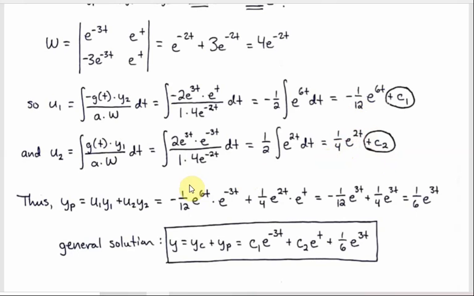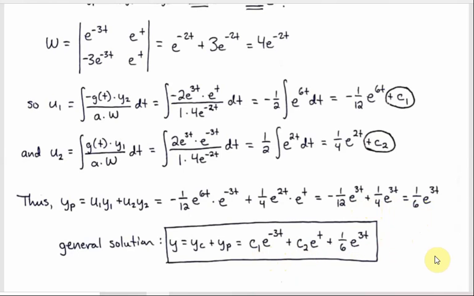So if we go down here, there's the general format of it. I just sub in my u1, the -1/2 e to the 6t, there's y1. Then u2 is 1/4 e to the 2t, and then there's y2. If you simplify this, -1/12 e to the 3t plus 1/4 e to the 3t, that's -1/12 plus 3/12, which would be 2/12 or 1/6 e to the 3t. And so the general solution would still just be y sub c plus y sub p, complementary solution plus particular. There's y sub c, those first two terms, and then y sub p on the end.